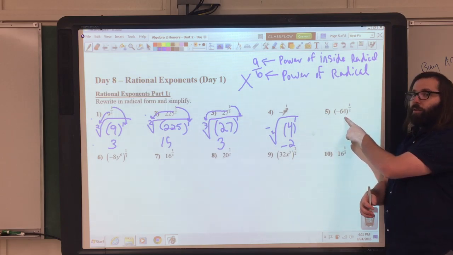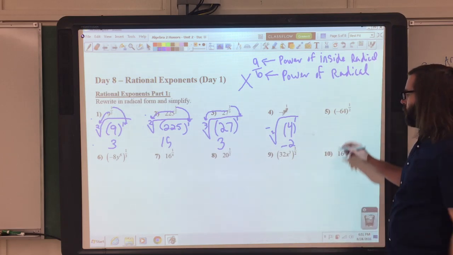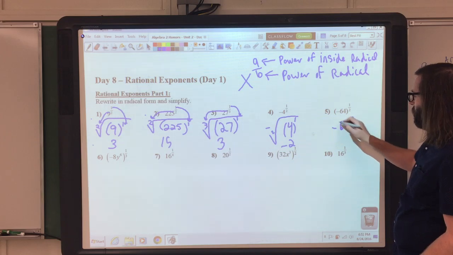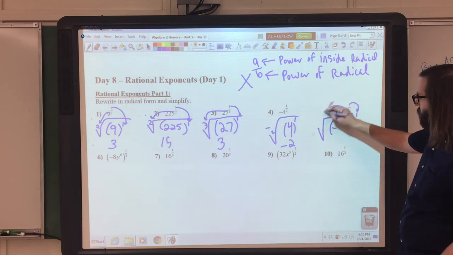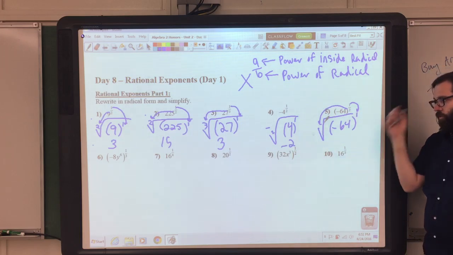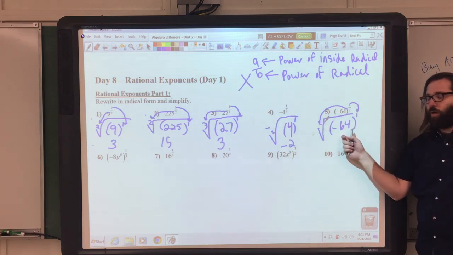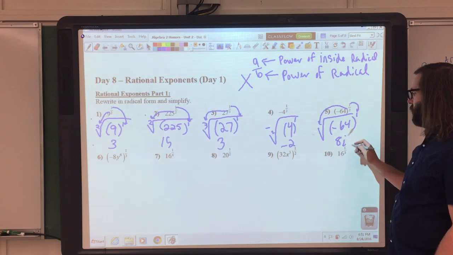And this negative is not in a parenthesis with the 4, so we don't bring it with us. Number 5, it is in the parentheses, so we do bring it with us. So this is negative 64 to the 1 power square root. So the square root of negative 64, you know, that's 8i.